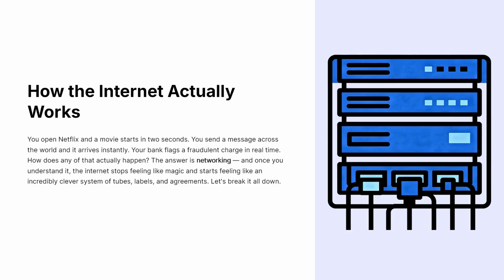Picture this. You're sitting on your couch, you open Netflix, and within 2 seconds a movie starts playing in HD. Or you send a message to someone on the other side of the world, and it arrives instantly. Or your bank knows, in real time, that a fraudulent charge just appeared on your card. How does any of that actually work?